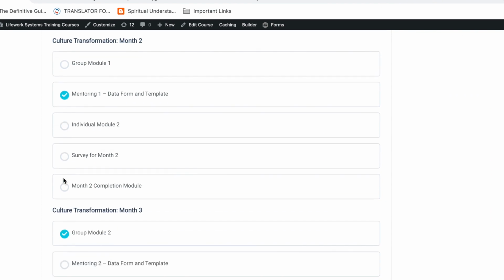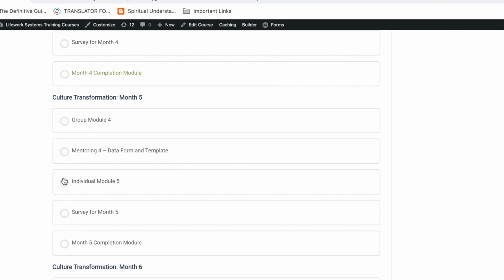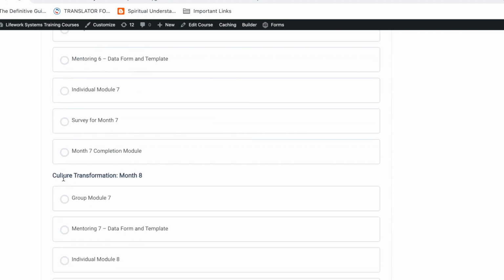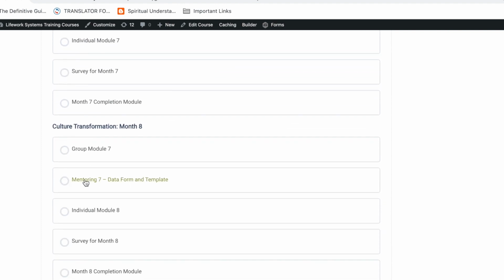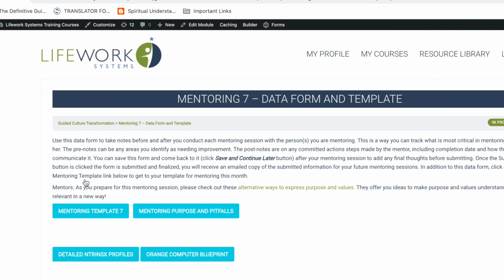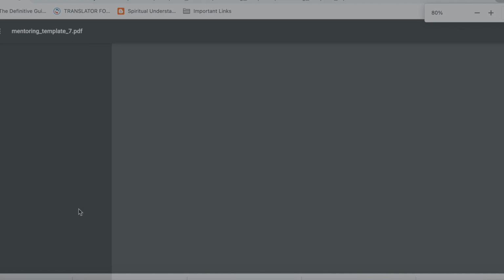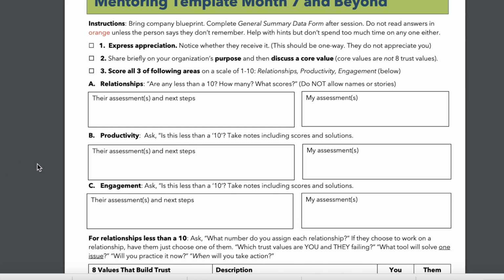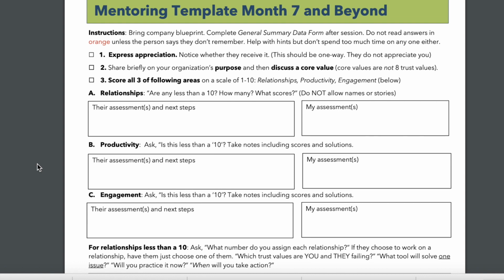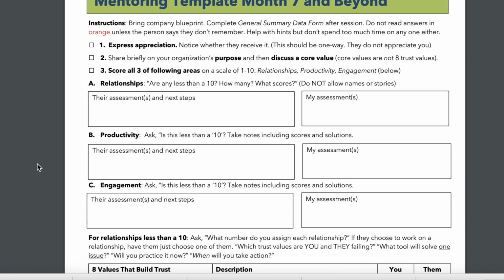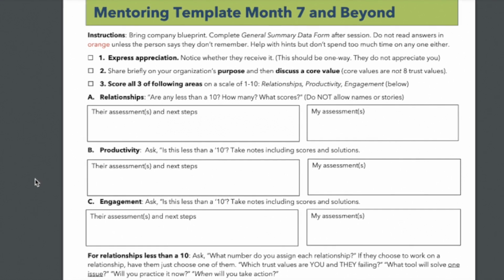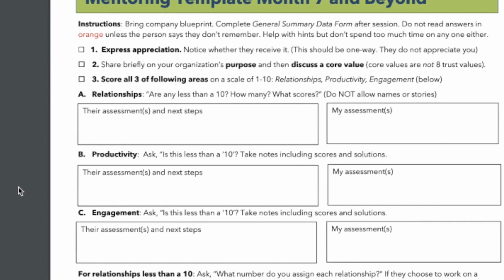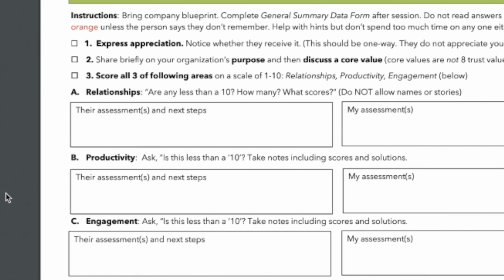And then when you get to mentoring 7, which is in month 8, the mentoring template is a consistent type of mentoring template. Because by this point, you have learned enough tools that you can begin to apply them in a generalized way. So once you get through the appreciation and the purpose and core values, you're going to ask the person, what score would you give yourself on a scale of 1 to 10 regarding your relationships?